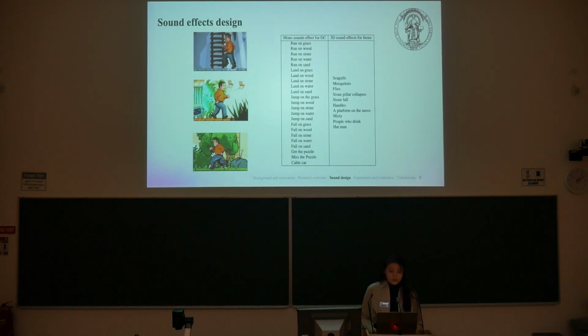About the sound effects design, there are 2 types of sound effects. The first is based on the player's action. For example, the game character is running on stone, on wood, on grass, and we can hear the footstep sound on different materials. The second is based on the player's movement, and it makes different sounds when the player passes by some specific item, and we can hear the 3D sound effects around.